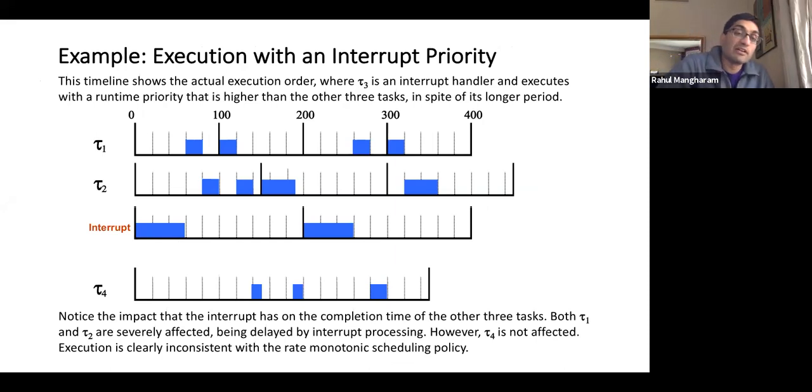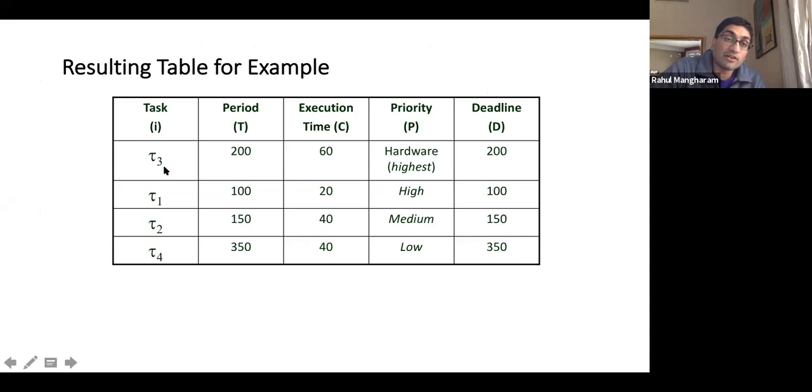So we say, fine, if tau 3 is the highest priority task, let's just treat tau 3 as a task that is always going to preempt everybody else. So when we run our computation for the upper bound test or the response time test or calculate the utilization, then we treat tau 3 as the highest priority task. And we say, well, it's not going to happen more frequently than 200 time units. And when it does occur, it consumes 60 time units. And so it has a deadline of 200 time units, right?